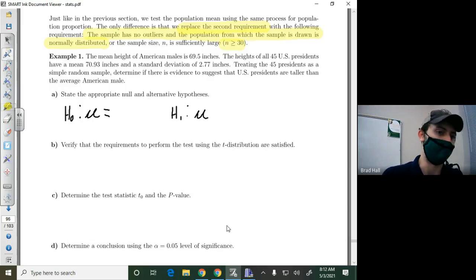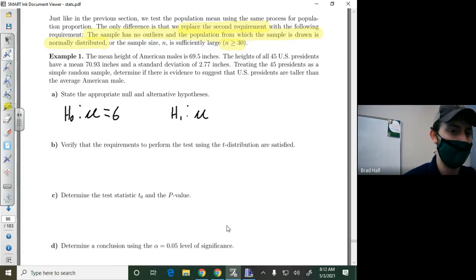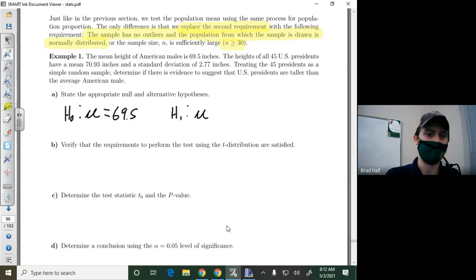What we're saying is, we're assuming that the mean height is 69.5. This is not saying that the mean is 70.93, because 70.93 is a sample mean. We'll deal with that later. It's not a population mean, it's a sample mean. Here we're dealing with population for now. So that's the difference.